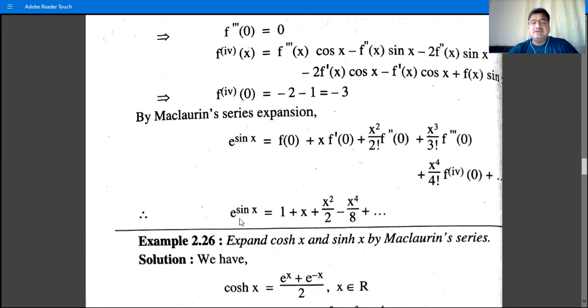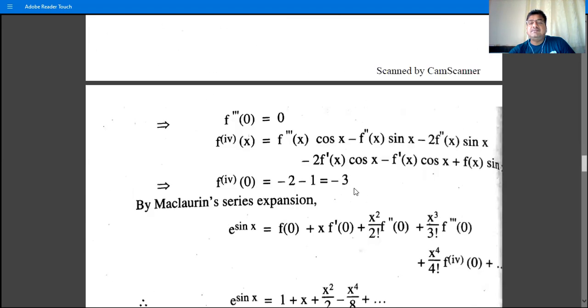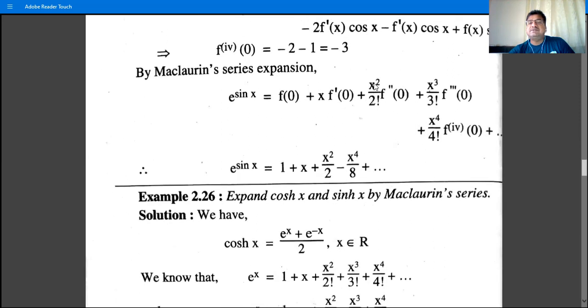So f x as e raised to sin x is equal to f of 0 is 1, plus f dash 0 is again 1, plus x square by 2 factorial f double dash 0 is 1, x cube by 3 factorial f triple dash 0 is 0, so this term becomes 0, x raised to 4 by 4 factorial into minus 3, and so on. So its expansion is 1 plus x square by 2. This 4 factorial is 4 into 3 into 2, that is 24, and 3 by 24 means divided by 8, x raised to 4 by 8 plus so on. So this is the expansion of e raised to sin x.